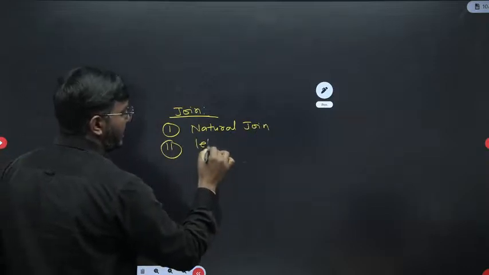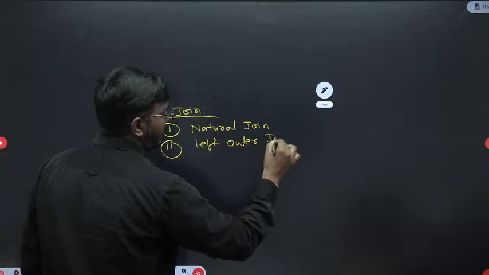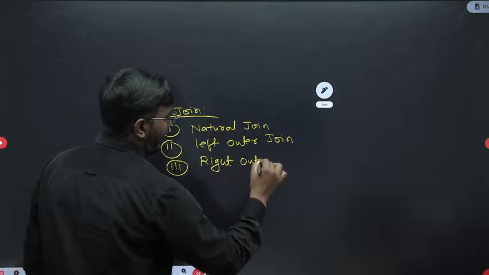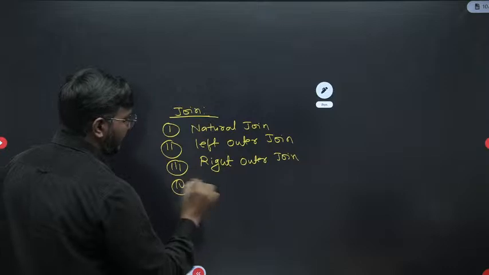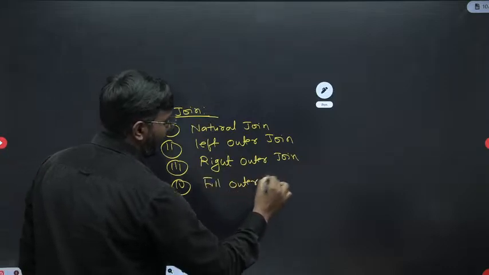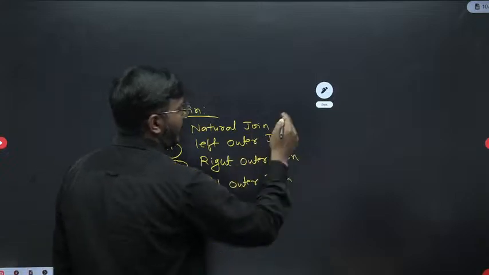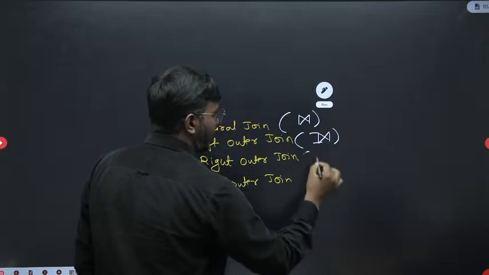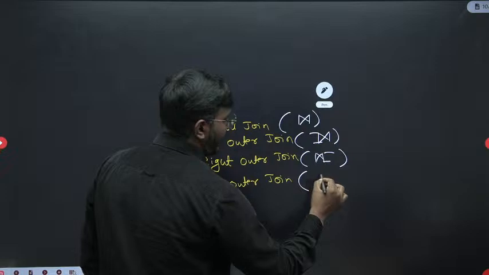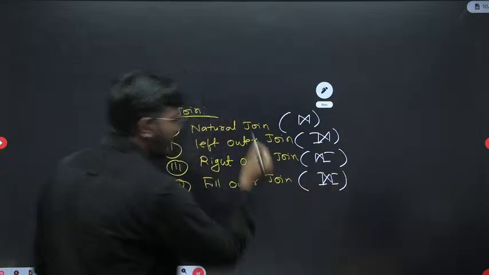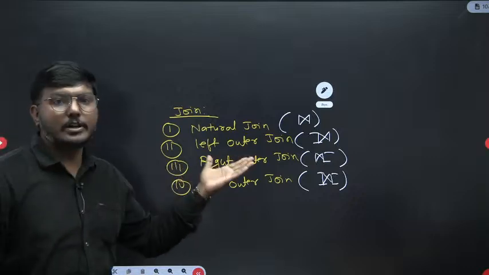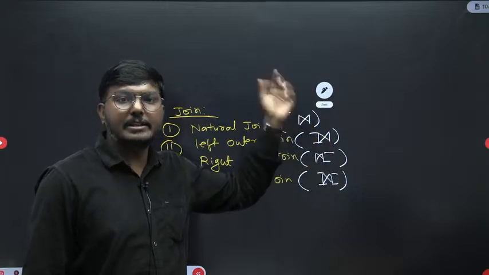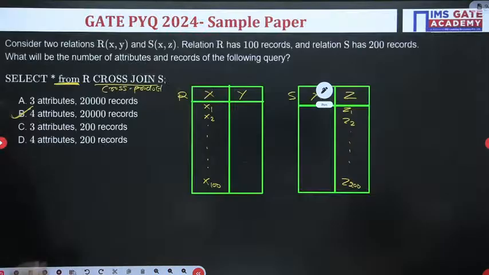then the left outer join, then the right outer join, and the last one is the full outer join. And the symbols are here. Natural join is simple, this symbol here. This is the left outer join symbol, this is the right outer join, and here is the full outer join. These are the joins, and we know how this works. If I say join, it means by default equality between the common attribute. Understood? But here it says cross join.